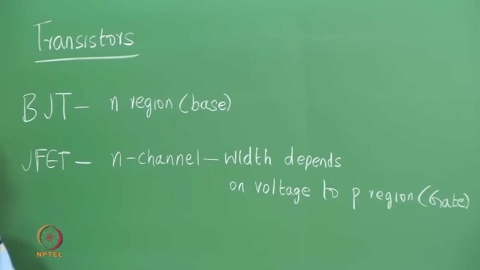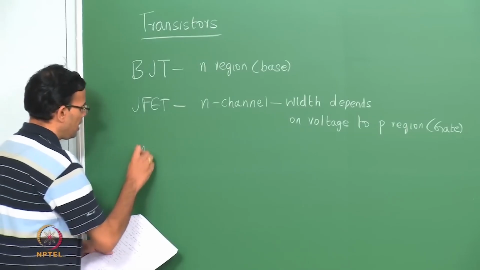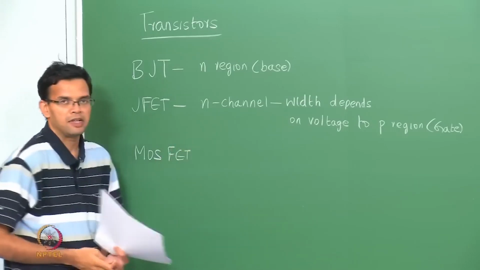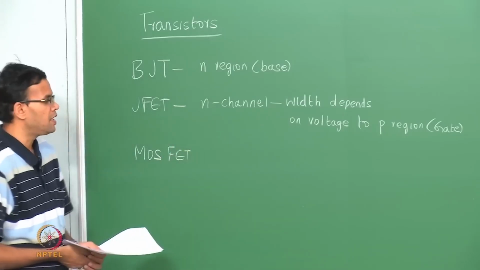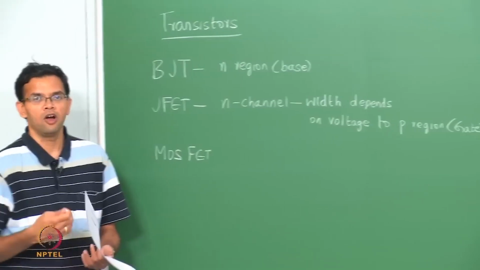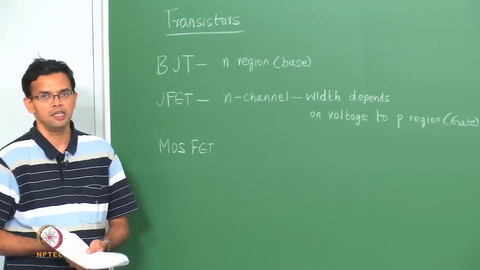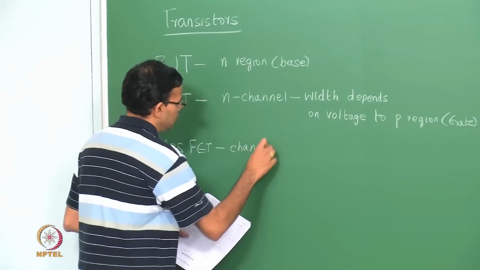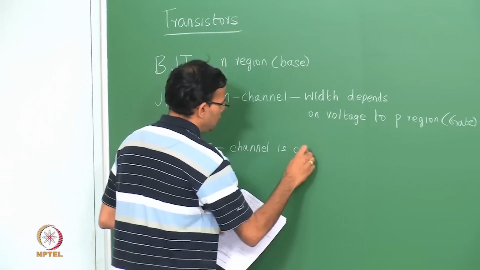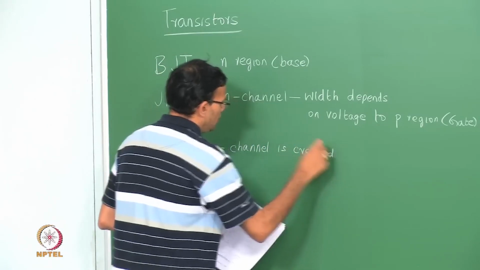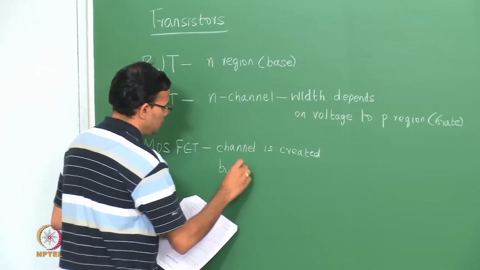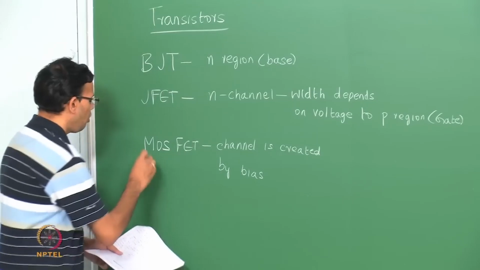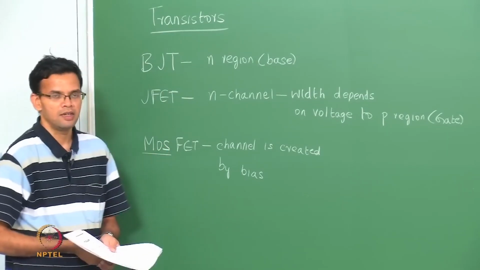Towards the end of last class, we started looking at a metal oxide semiconductor field effect transistor. So in this particular case, the channel is not there initially when the device is in equilibrium, but the channel is created by applying a bias. So we saw the example of a metal oxide semiconductor junction.